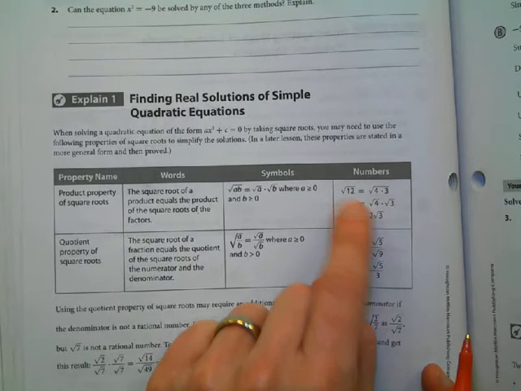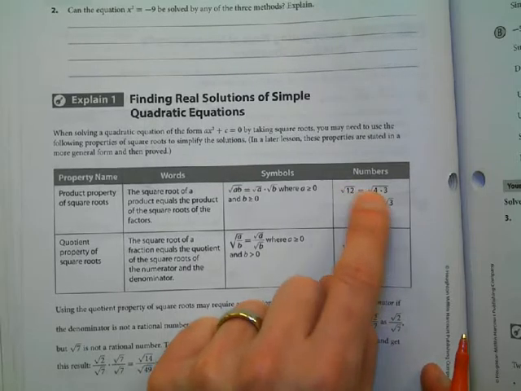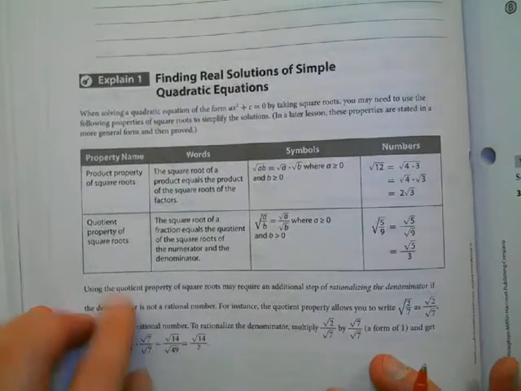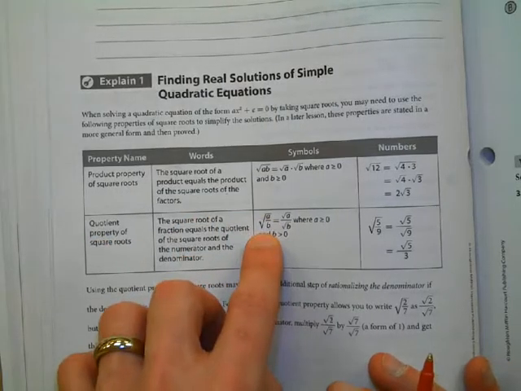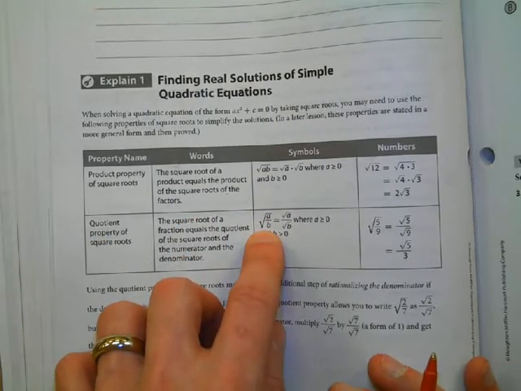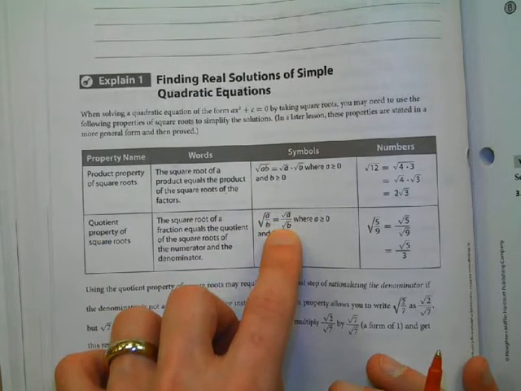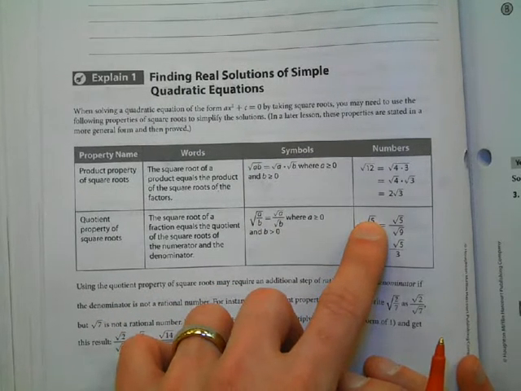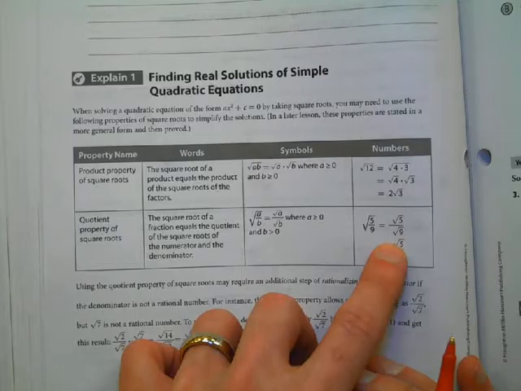Okay? Quotients, same idea. If you have a square root of a quotient, that's division, you just take the square root of the numerator over the square root of the denominator. Here it is: square root of 5 ninths is the same thing as square root of 5 over the square root of 9. Again, why do that? Because we can do the square root of 9, it's 3, and so we get root 5 over 3.